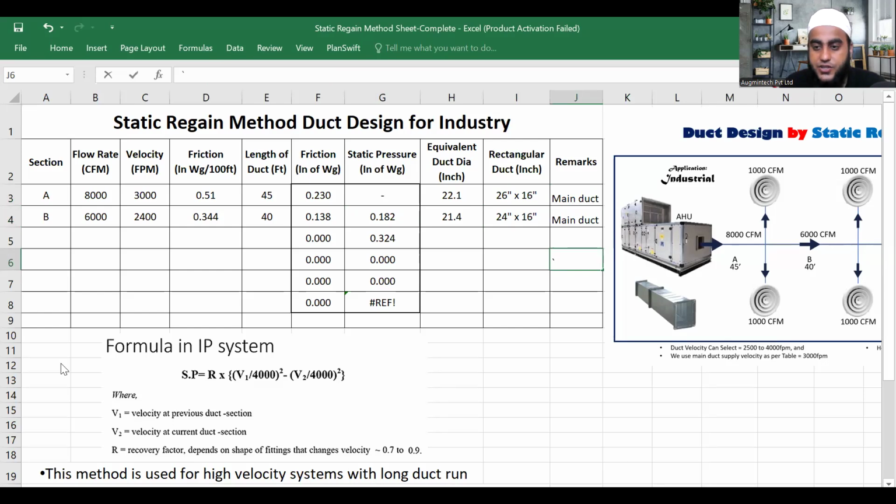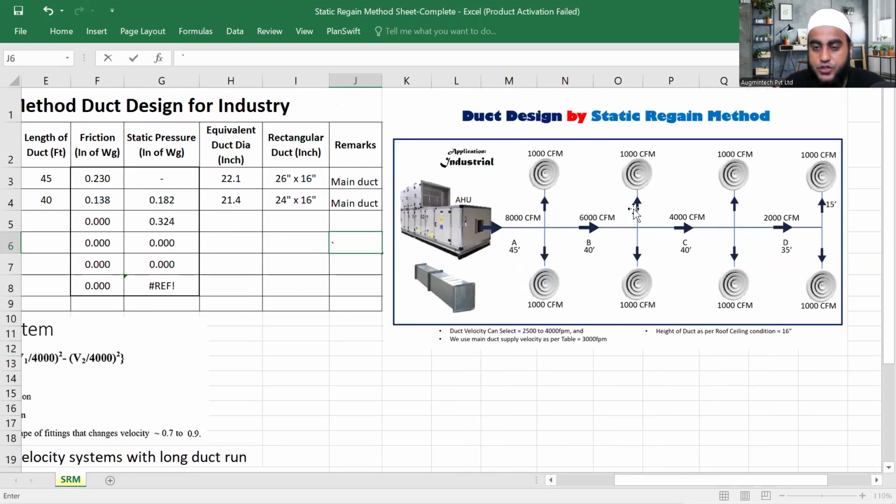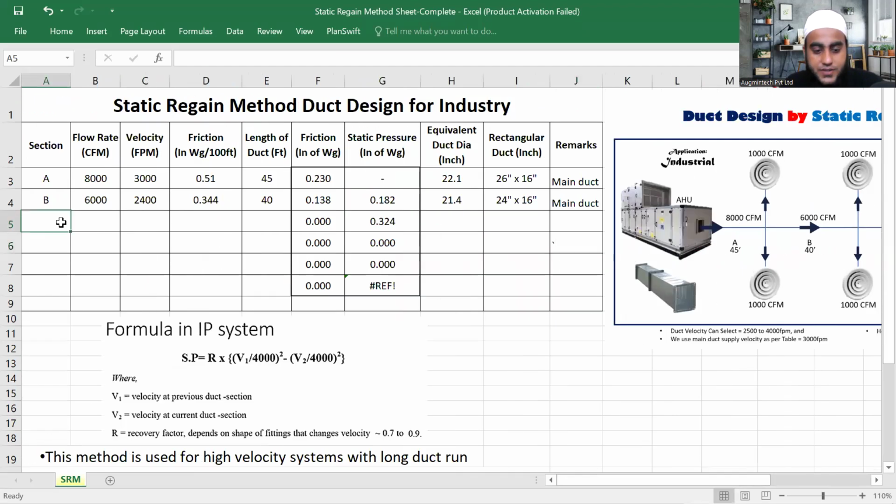Come to the next section after section B. Suppose you're supplying 1000 CFM here in this diffuser, 1000 CFM here. So the remaining is 4000 CFM, and the total duct length for section C is 40 feet only. So, okay, write down section C. Here write down 4000 and 40 feet total length. Okay.